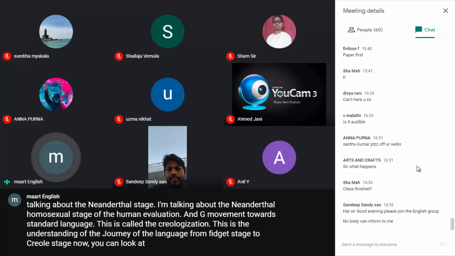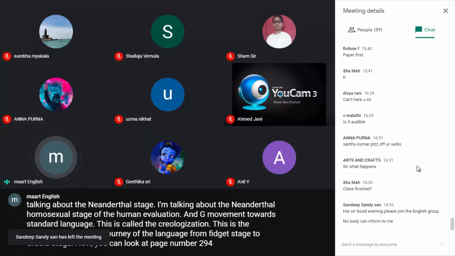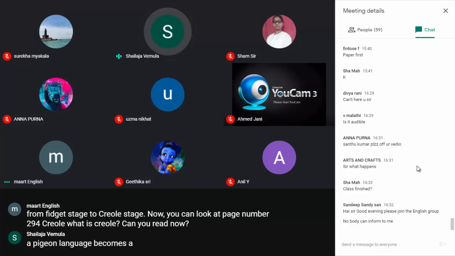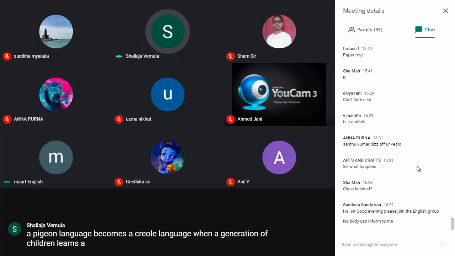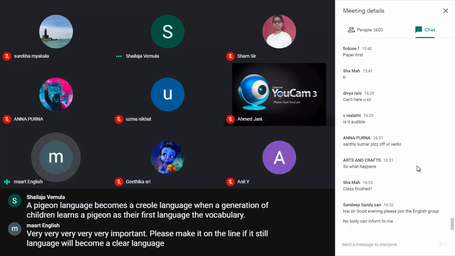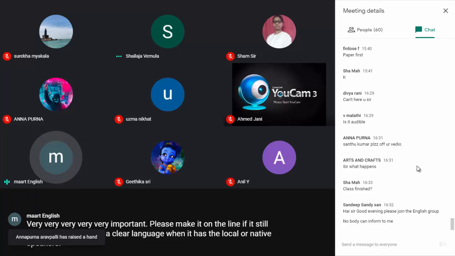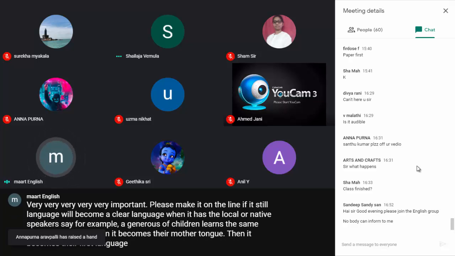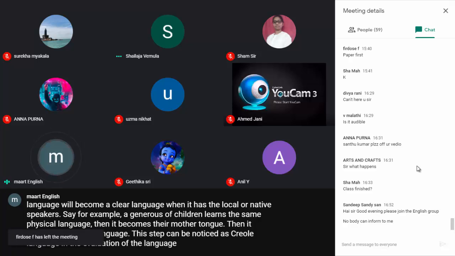Now you can look at page number 294. Creole. What is Creole? Can you read now? A Pidgin language becomes a Creole language when a generation of children learns a Pidgin as their first language. Very important, please underline it. A Pidgin language will become a Creole language when it has local or native speakers. For example, if a generation of children learns the same Fijian language, then it becomes their mother tongue, their first language. This step can be noticed as Creole language in the evolution of the language system. Next, the vocabulary.